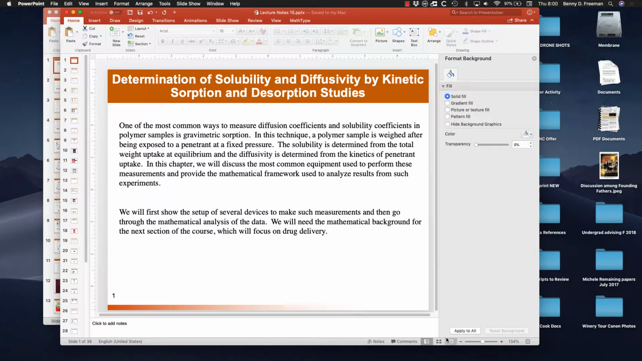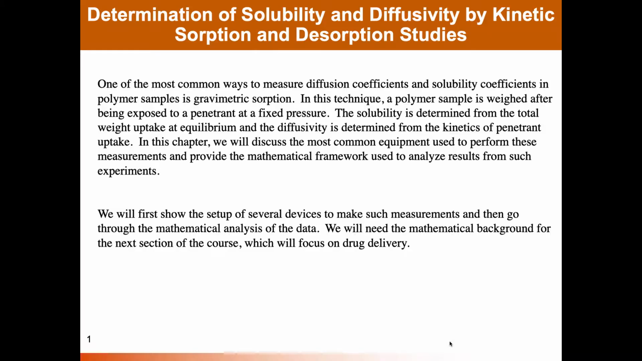All right, so today will be the last lecture that we have on fundamentals and general topics, and we'll start into applications. The first application we'll talk about is controlled drug delivery.